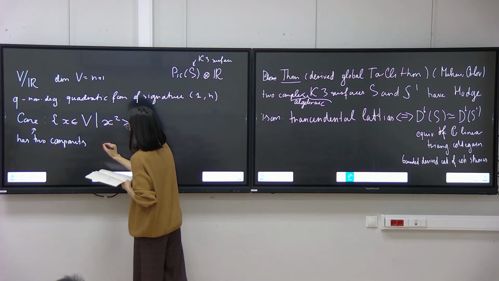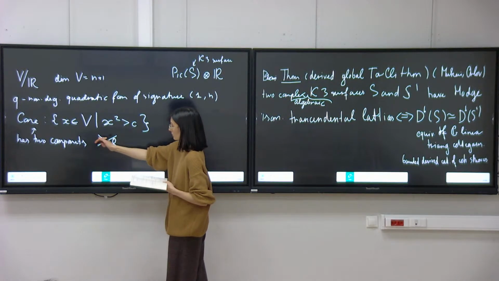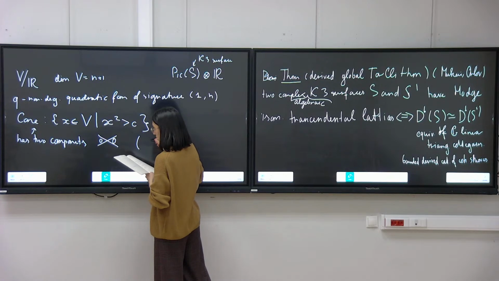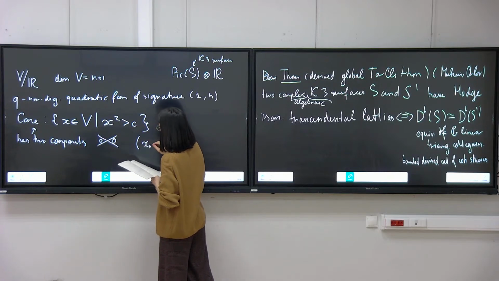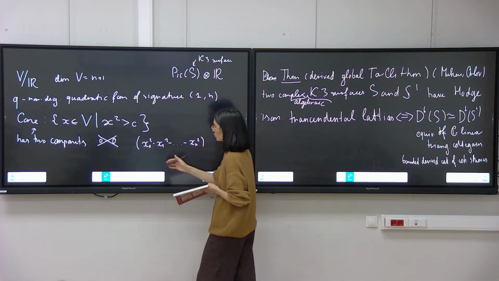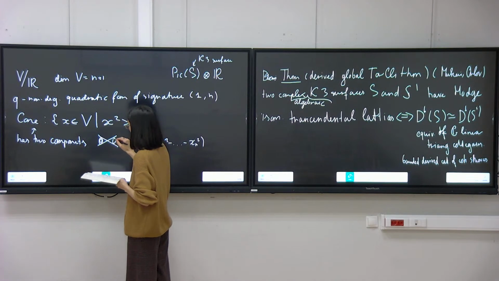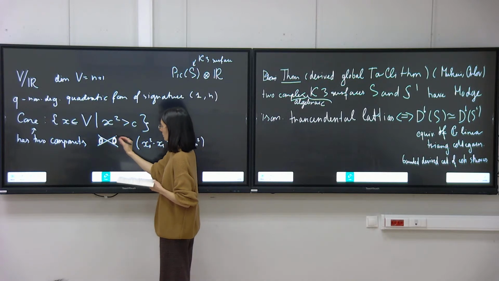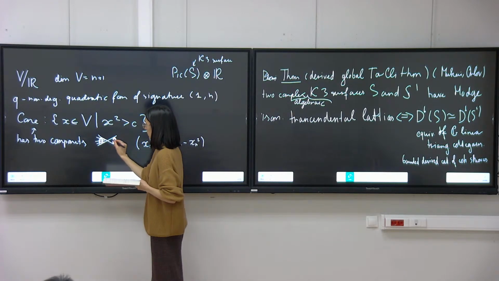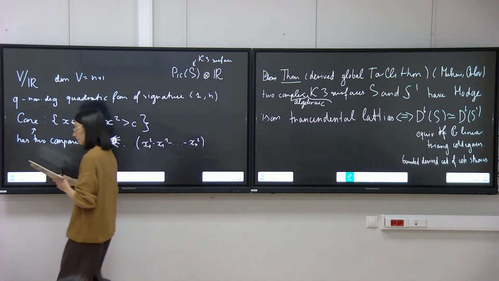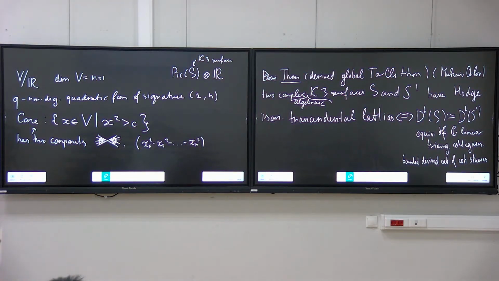So we can choose coordinates in such a way that our quadratic form can be written in such a way. This is the corresponding quadratic, that is a singular cone, and these two components are just interiors of this cone, right? Is it obvious that it is a cone? Yes.